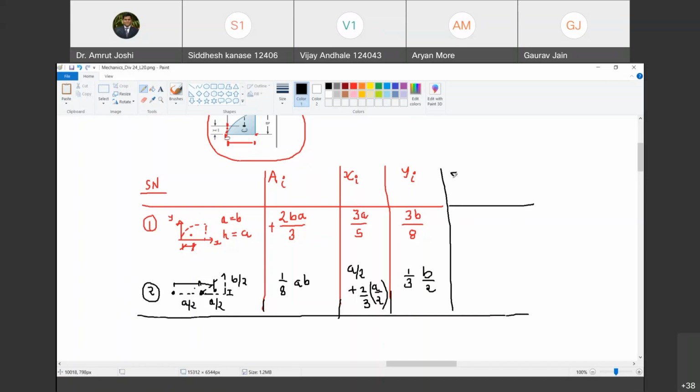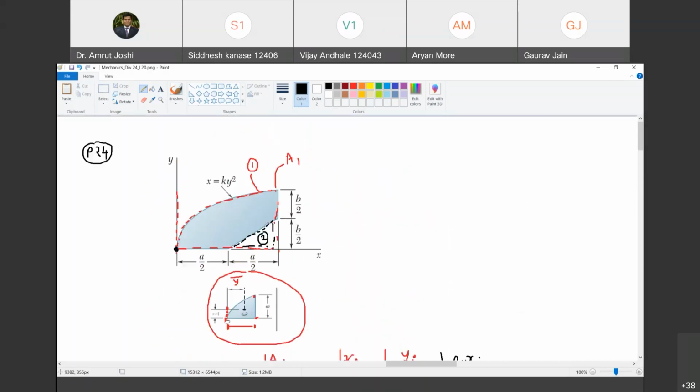What next? We are going to calculate summation AI xi. Are you with me? Yes, sir. And this area needs to be negative. Why should it be negative? Because it needs to be subtracted from the parabola in order to get the desired shape. Are you with me? Yes, sir.